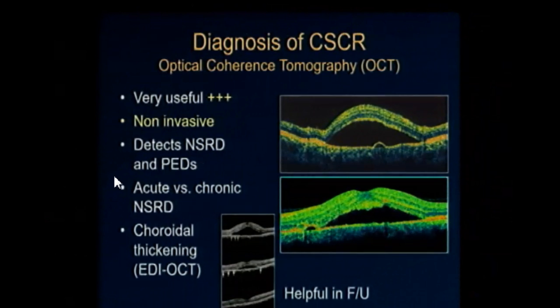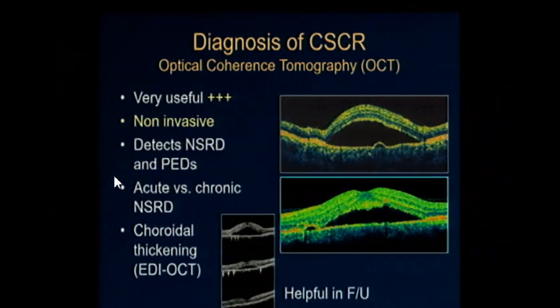So the OCT gives you a lot of information, whether this is acute or chronic, the location, of course, of the bleb and everything. And if you do an enhanced depth imaging OCT, you will see a much thicker choroid than what you expect.